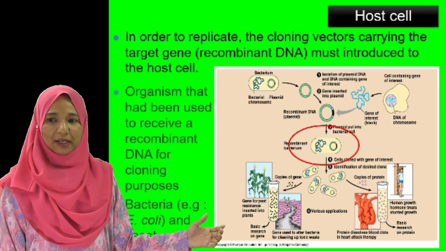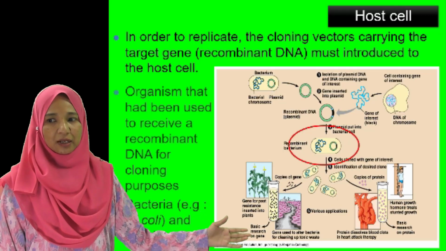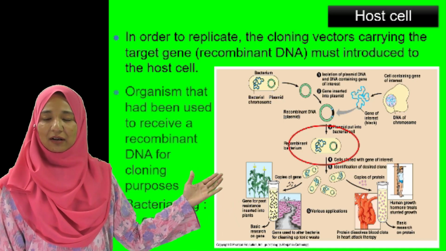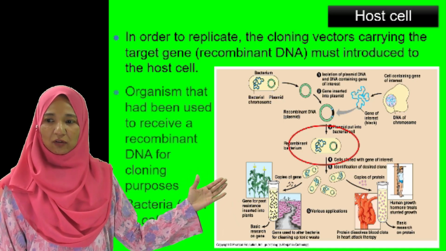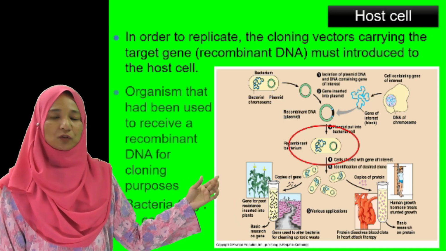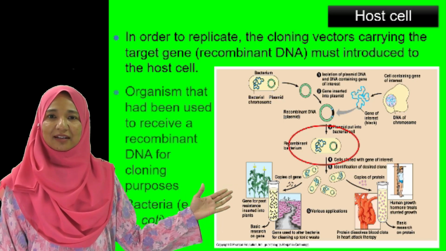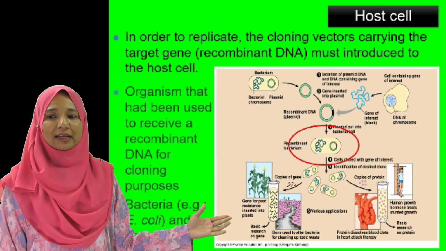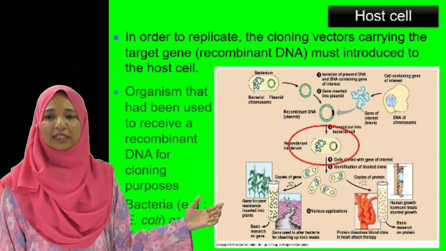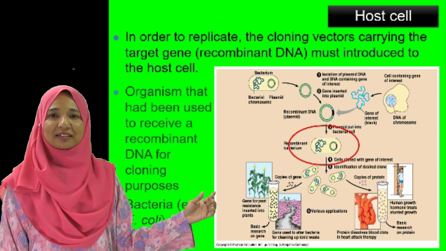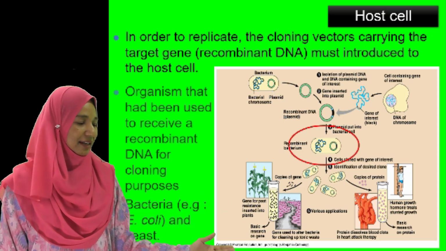In order to replicate the target gene, the host cell is needed. It works by carrying cloning vectors that contain the target gene, also known as recombinant DNA. A host cell is an organism that has been used to receive recombinant DNA for cloning purposes, such as E. coli and yeast.